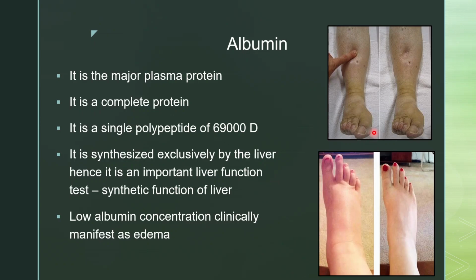Edema can be tested by applying pressure over a bony prominence, and when the pressure is relieved, you get a pit like this. This is an example of pitting edema, which is nothing else but accumulation of fluid in the interstitial space. So what basically is edema?